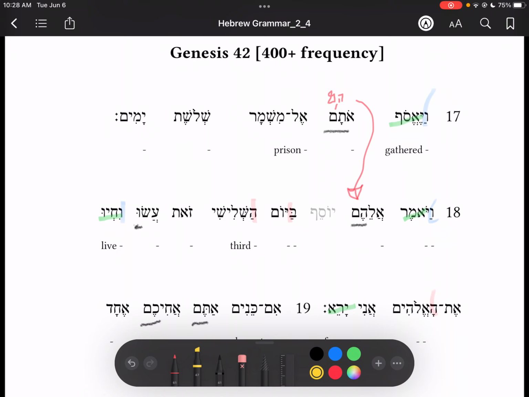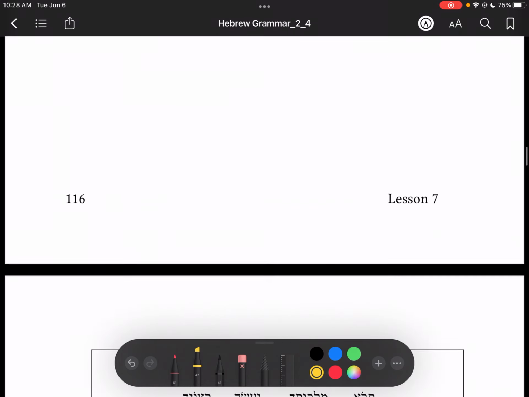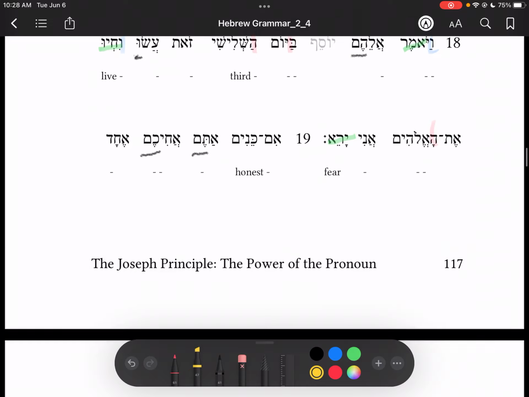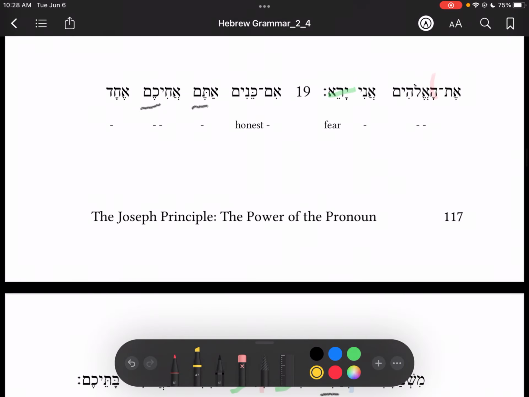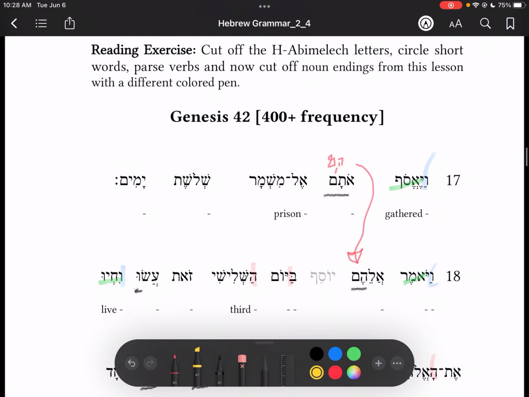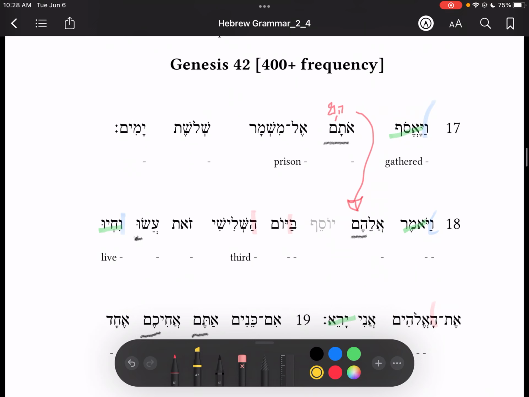The principle we're talking about in this lesson is the Joseph principle. We're not referring to Joseph as the person when we say principle, but rather what his name means. Joseph means to add. In this principle, the Joseph principle, the power of the pronouns, what you're looking for as you read is what has been added to these words.